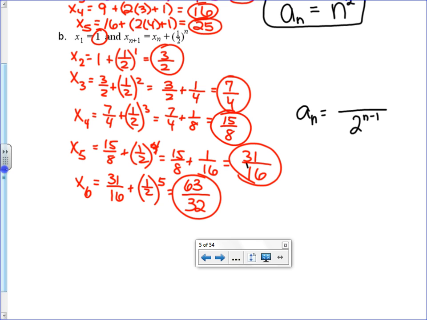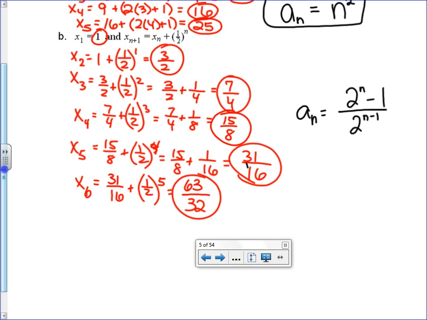2 to the n minus 1? Let's see if he's right. Wait, no. Oh, no. Minus 1, not exponent minus 1. Got it. Let's try.